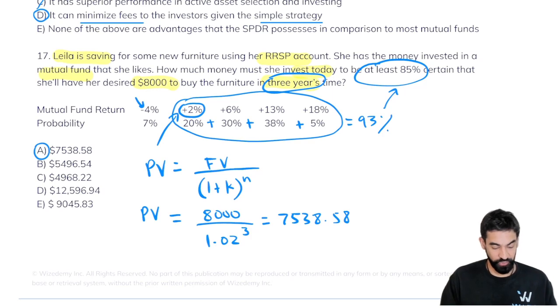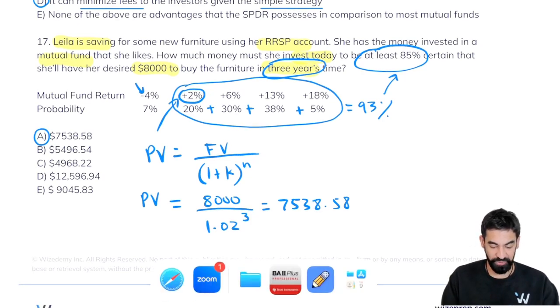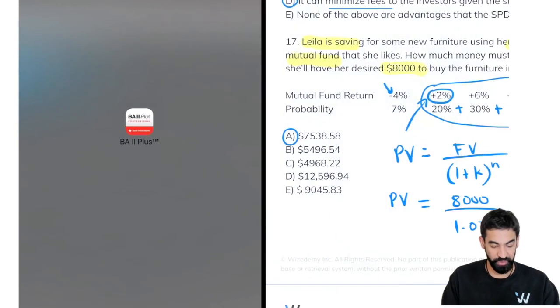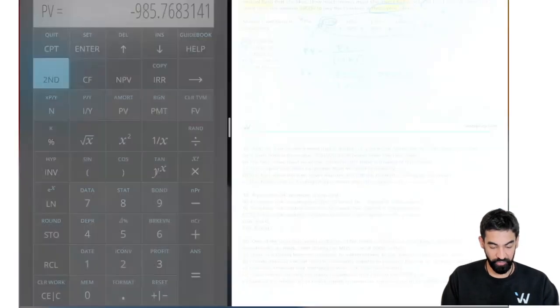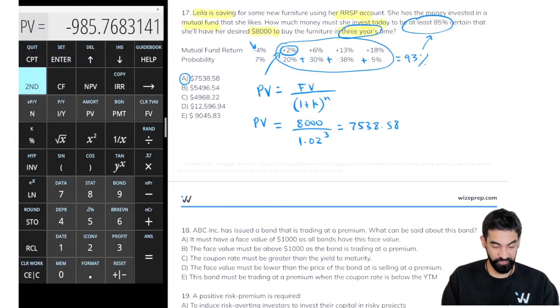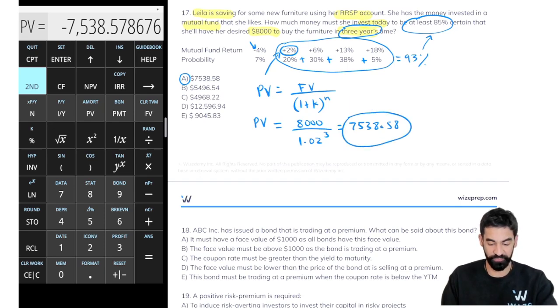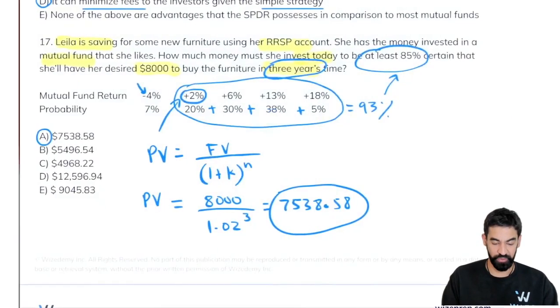And if you wanted to use your financial calculator, that would have been fine as well. There's no mention of compounding in this question, so whatever the 2% APR is, you can assume that's the effective rate as well. So if you plugged into your financial calculator, 8,000 is the FV, 3 is the N, 2 is the I/Y, 0 payment, compute PV. It gives you the exact same answer, 7538.58. So you could have done it either way.